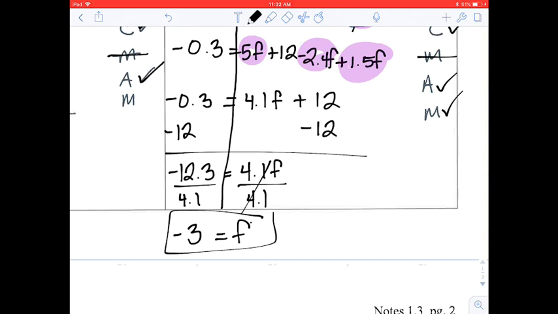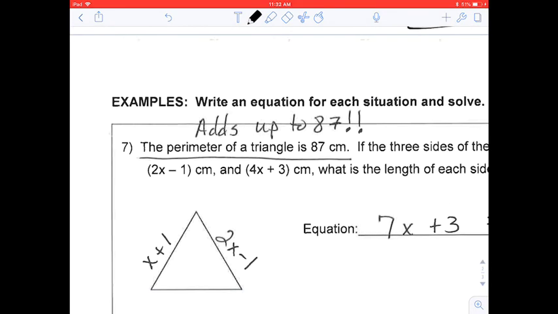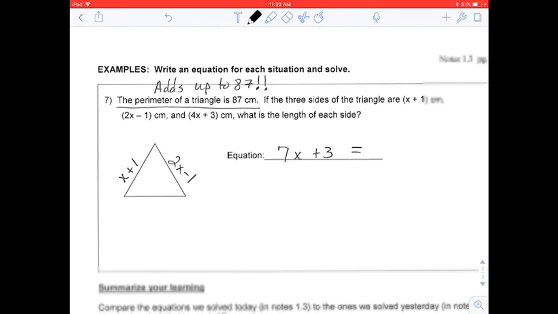Okay, let's keep going. We've got some more problems on the back of the page. Number 7. The perimeter of a triangle is 87 centimeters, and that means the sides of the triangle add up to 87. If the three sides of the triangle are x plus 1, 2x minus 1, and 4x plus 3 centimeters, what is the length of each side?